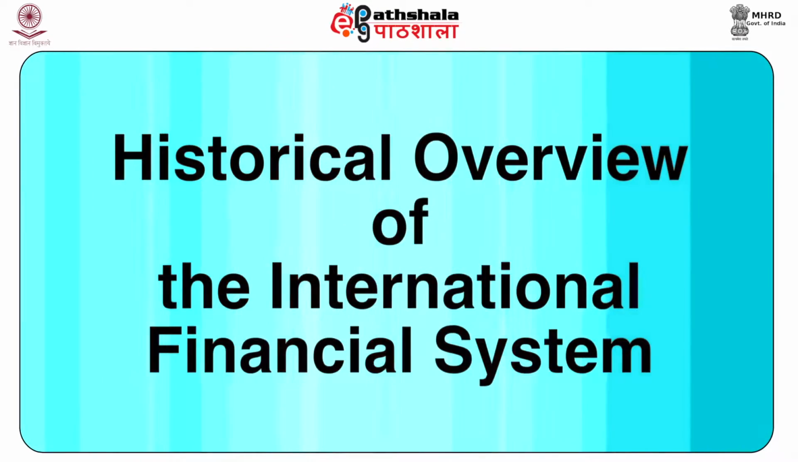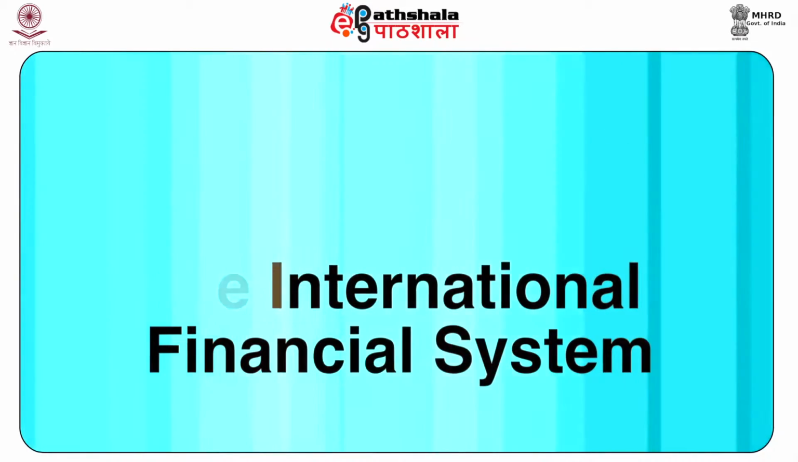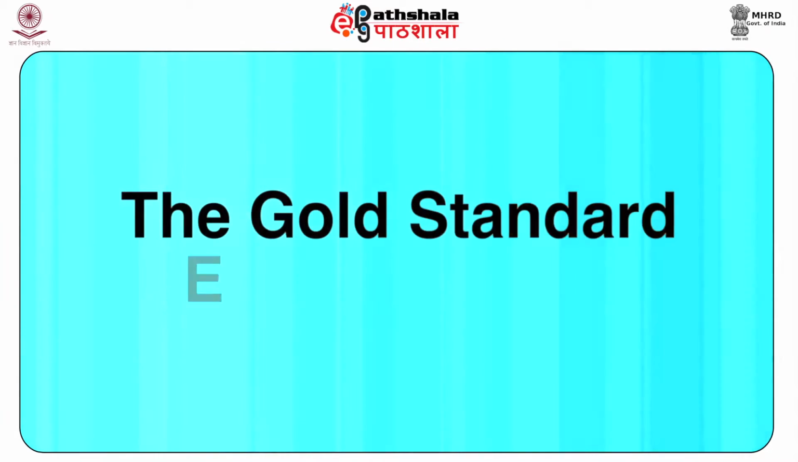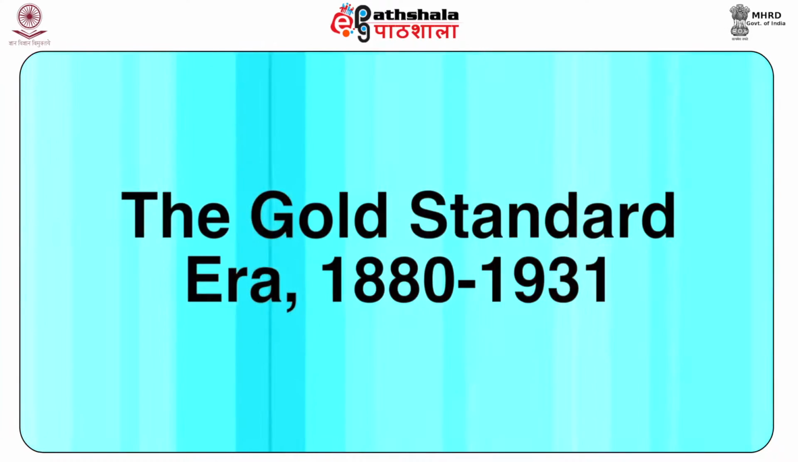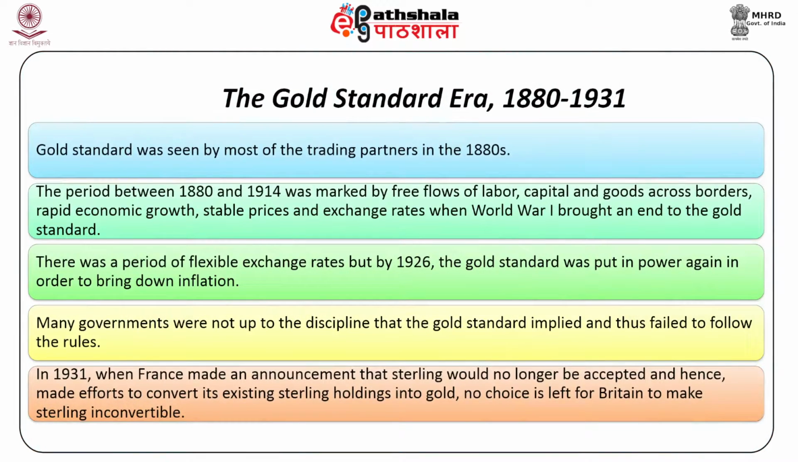Next, a historical overview of the international financial system. The gold standard era of 1880 till 1931. The gold standard was adopted by most of the trading partners in the 1880s. The period between 1880 and 1914 was marked by free flow of labor, capital and goods across borders, rapid economic growth, and stable prices and exchange rates, until World War I brought an end to the gold standard.